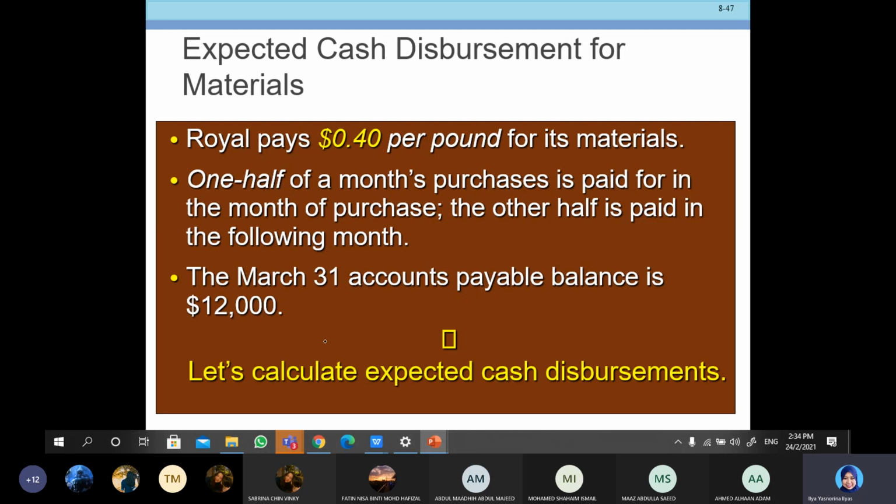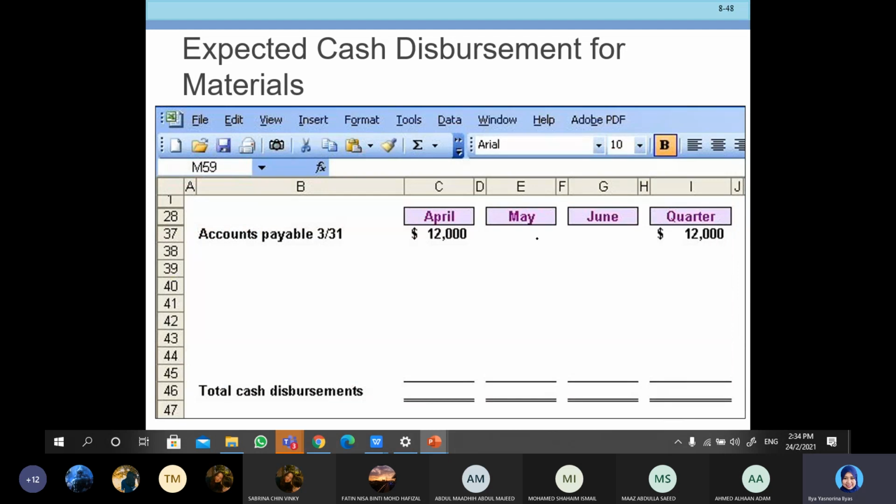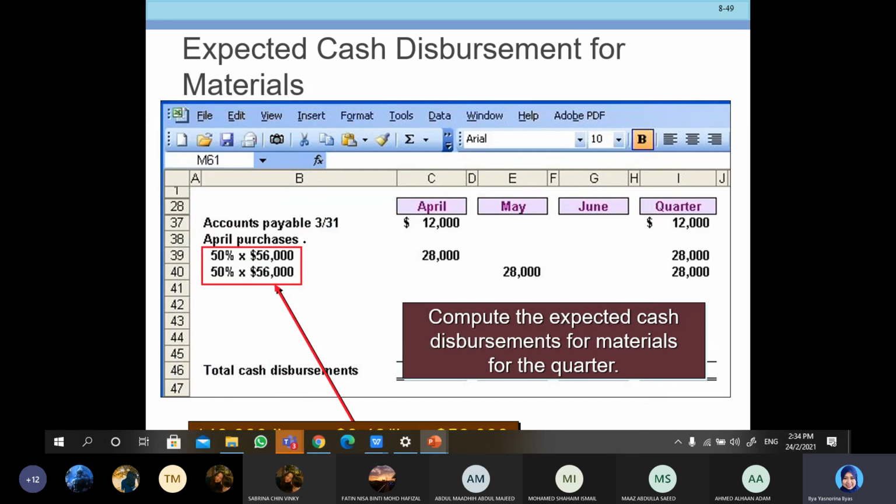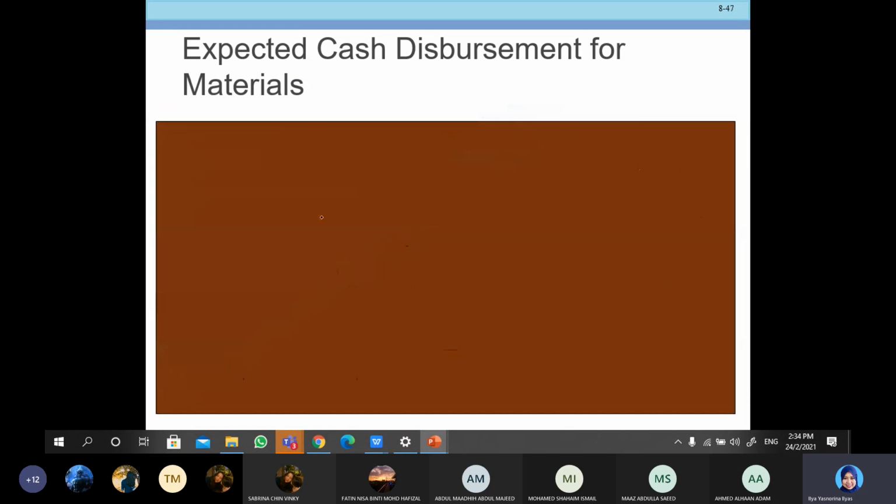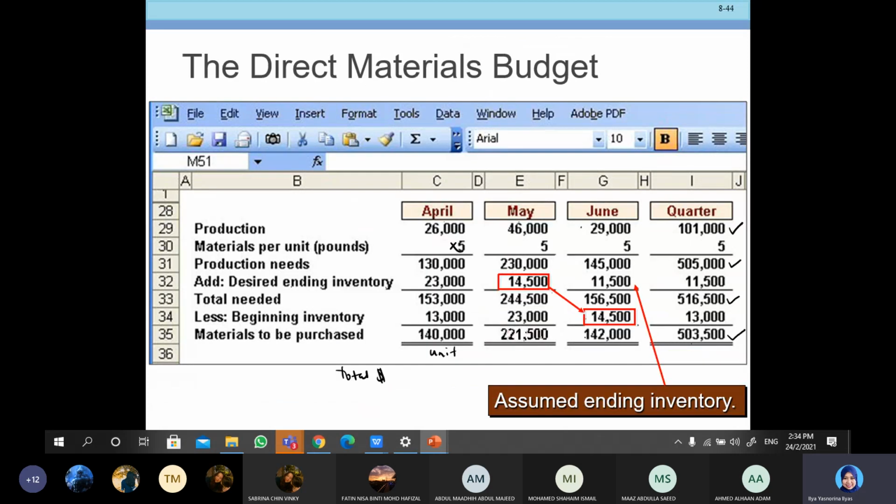So what we can do is almost similar to cash collection. It's just that this time around it is the cash disbursement. What is cash disbursement? How much money we have to take out to buy material. So similar, right? Accounts payable, this is the beginning for April. Then how about April purchase? We look here. We need to purchase 140,000. So this 140,000 you have to times with material per unit. You can add on here.